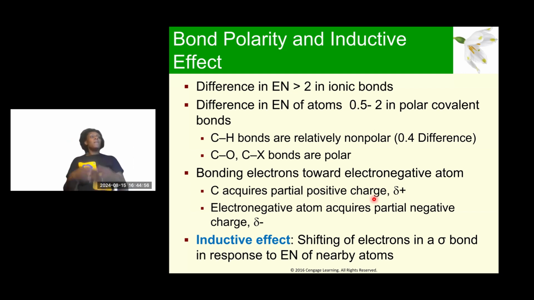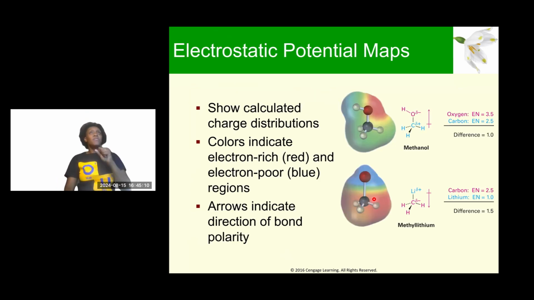And this is called the inductive effect, all right? So it's shifting your electrons in a sigma bond in response to the electronegativity of nearby atoms. And so in the next slide, you're going to see this inductive effect, okay? So if you see here, this is a diagram or electrostatic potential map, okay? And what it shows is the calculated charge distribution, okay? And so here, you see how it's plus here, so that's partially positive. So all of this here is partially positive.